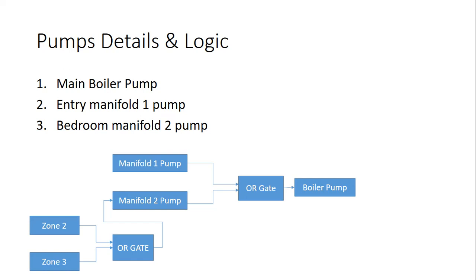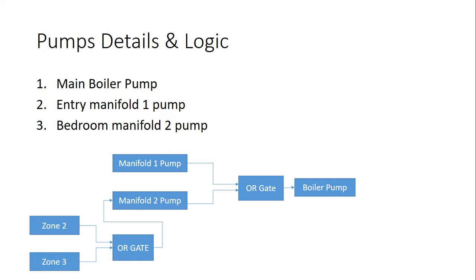So how the program will be: I divided manifold two into two subzones, which is zone two and zone three. So I have created an OR gate, which means if any of zone two or three is on, then the manifold two pump will turn on. If both are off, then the manifold two pump will be off.